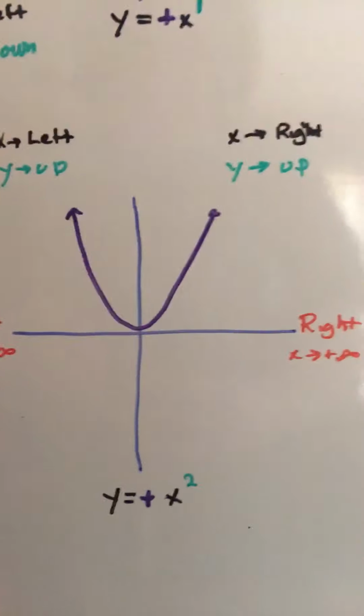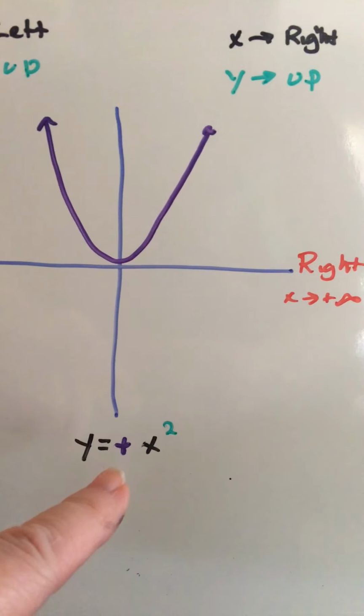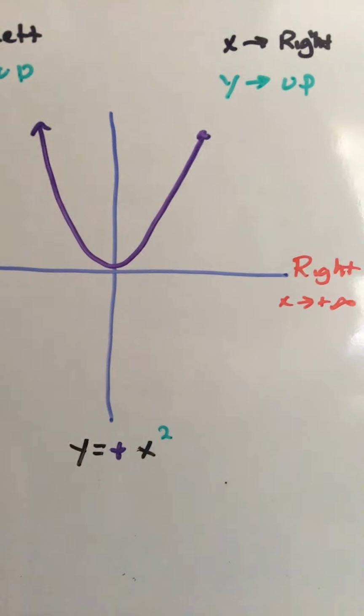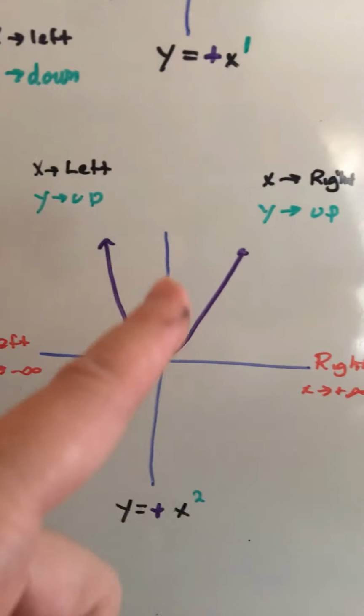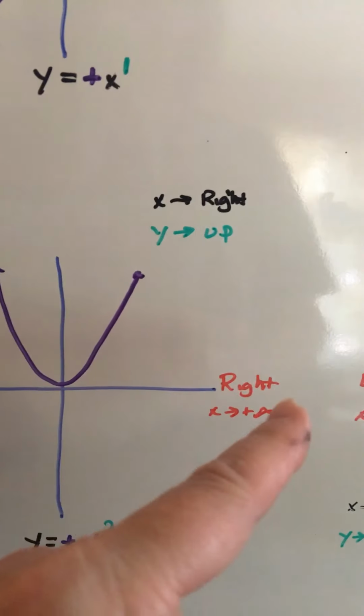y equals x squared. The exponent is even. The leading coefficient is positive. And so as I head left, y's go up. As x heads right, y's go up.